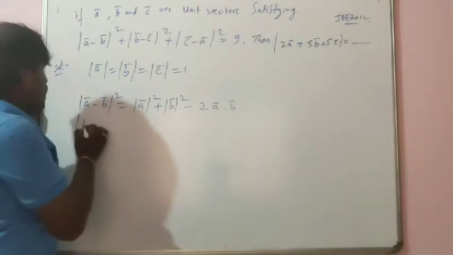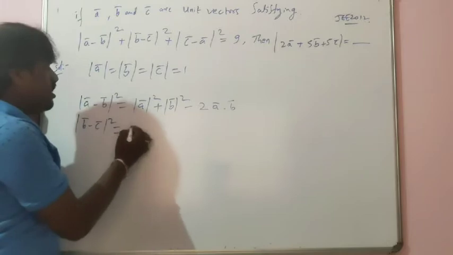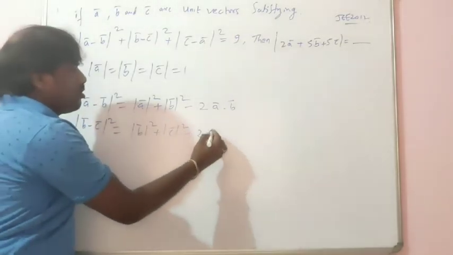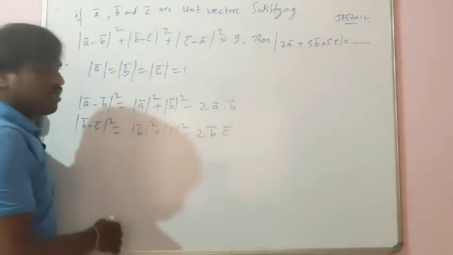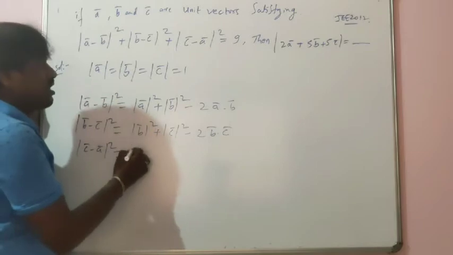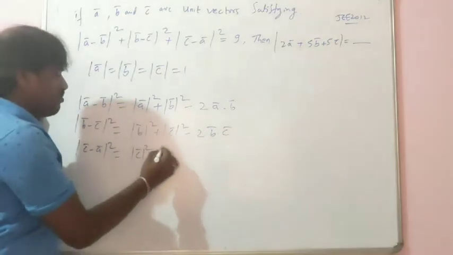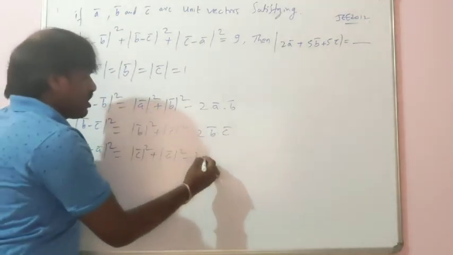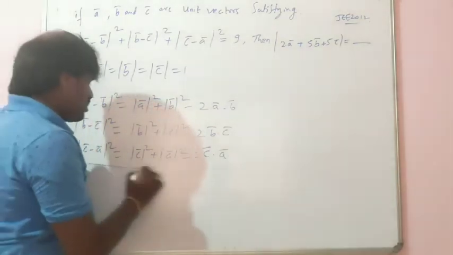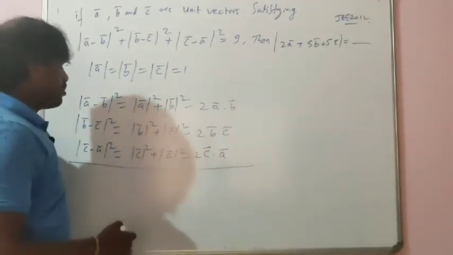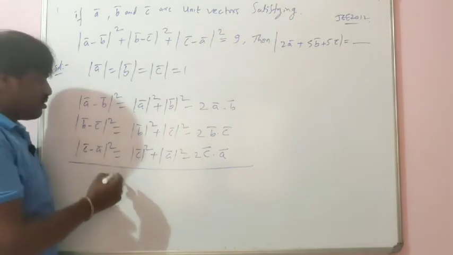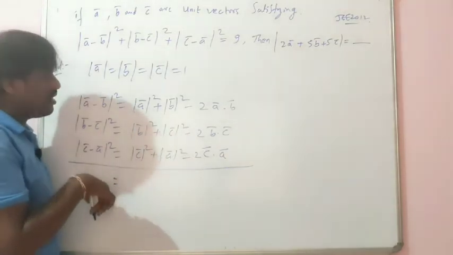So mod B minus C whole square, we can write as mod B square plus mod C square minus 2 times B dot C. And mod C minus A whole square, how can you write here? I can write this as mod C square plus mod A square minus 2 times C dot A. Now let us take this LCM. So you see this addition you have to do. Addition of these total. So we are doing addition. Hope you understand addition.